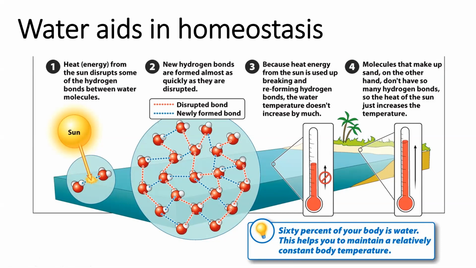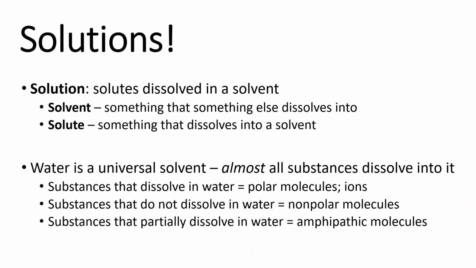So really, really important property in regards to the fact that water can help maintain our core body temperature and the body temperature of a lot of other organisms on this planet. Okay, again, solutions. So water can be used to form solutions. So what you do is you take a solute and you dissolve it in a solvent, and that's how you have a solution. So definitions, which you should know already. A solvent is something that dissolves another substance into it. A solute is something that dissolves in a solvent.